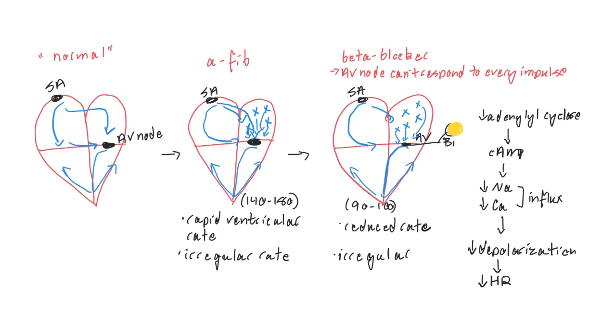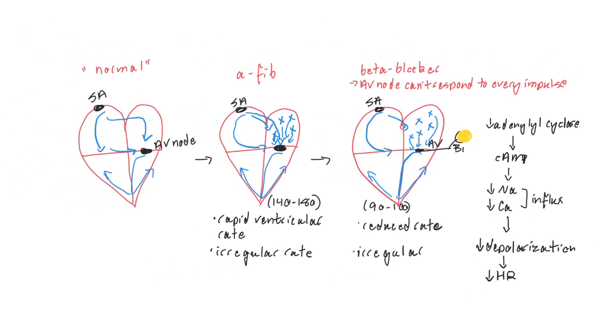All right, so let's summarize this. In our normal heart, the SA node is firing. It's in control. The AV node is the gatekeeper. In AFib, that SA node might still be firing, but there's also abnormal firings happening where they're not supposed to be happening, which is in the left atrium. Chaotic firings, the AV node gets hit chaotically. And so we have a rapid ventricular response and an irregular rate. If you took a beta blocker, the AV node can't respond to every impulse because sodium and calcium can't get in quite as quickly because we don't have the cAMP to make it happen. And so we have a reduced depolarization and a reduced heart rate.